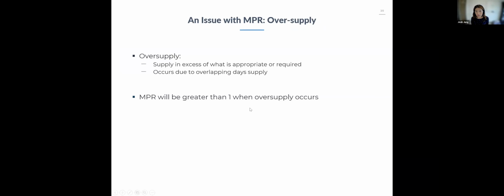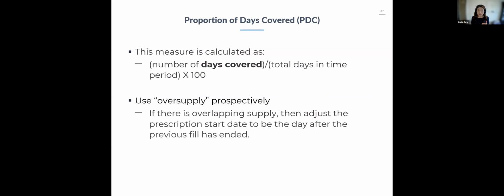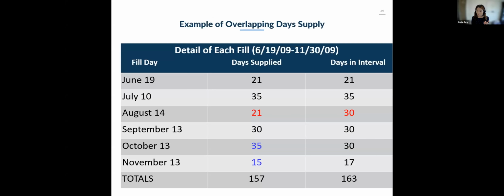You may actually see, when you calculate following this formula, oh wow, this beneficiary has an MPR equals 2, MPR equals 4, MPR equals 1.3. What does that mean? Getting 200% of drugs? What does this mean? That's because we are simply counting days supplied, right? So, well, that's not really fair. This should not happen.